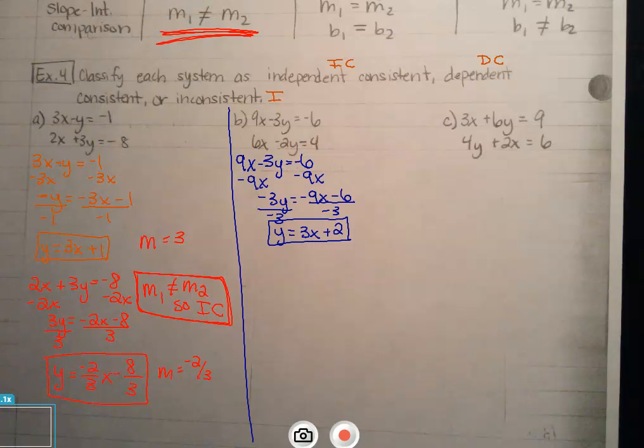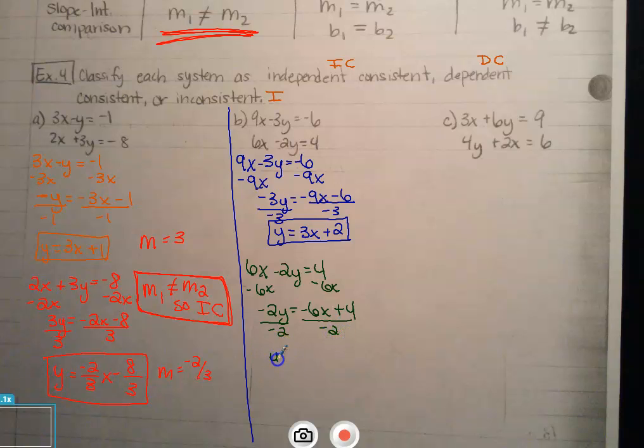All right, let's change it up. We'll do the next one. 6x minus 2y equals 4. We're going to subtract 6x. I've got negative 2y equals negative 6x plus 4. Divide by negative 2. So then I have y equals positive 3x minus 2.